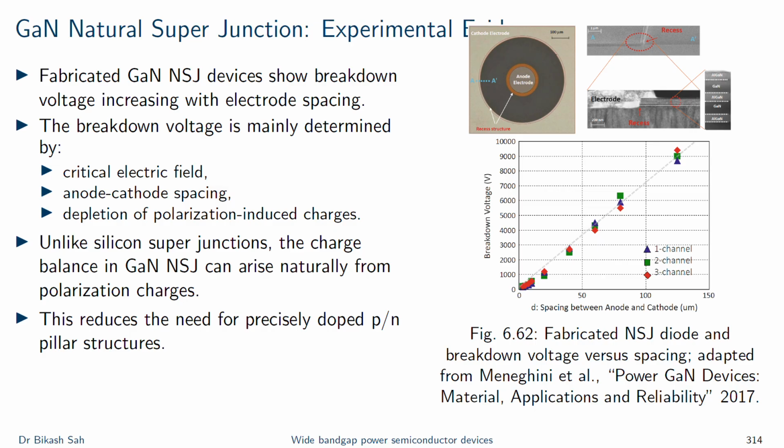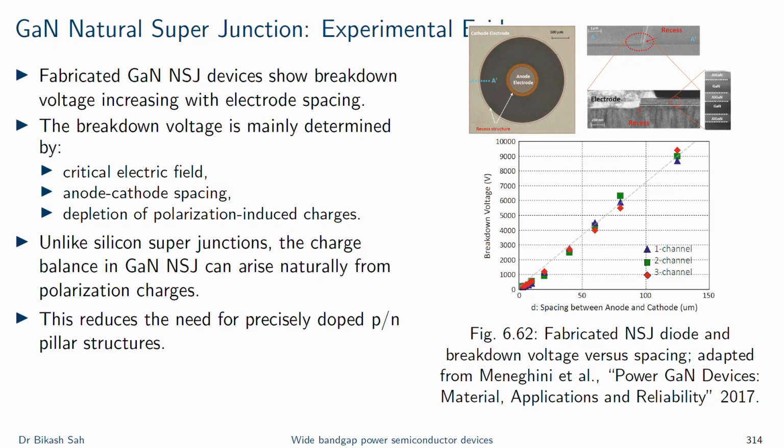This slide gives experimental support for the natural superjunction concept. The fabricated devices that you see here are on the scale of 100 micrometers. It shows breakdown voltage increases with electrode spacing. This is exactly what we expect if the voltage is supported by the distance over which the electric field is distributed. The key variables are critical electric field, anode-cathode spacing, and the depletion of the polarization-induced charges.